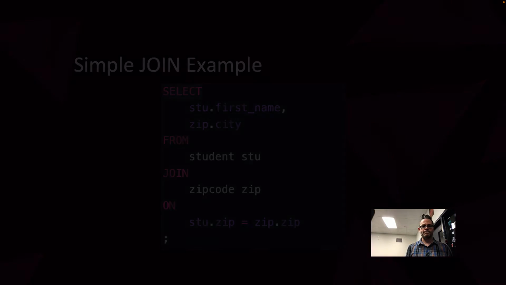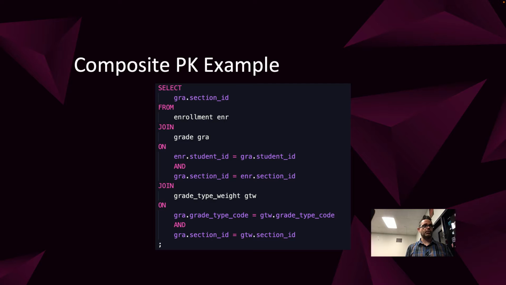Great and easy. We have a more complex one right here where I'm going to use three tables as well as composite primary keys. So I have select gra.sectionID for my select clause, no worries, but I'm going to join from enrollment to grade. And remember back in that demo we just had, there are two values in common. So you can see right here in my on clause, I have enr.studentID is the same as gra.studentID. So I have enrollment first, then grade second.